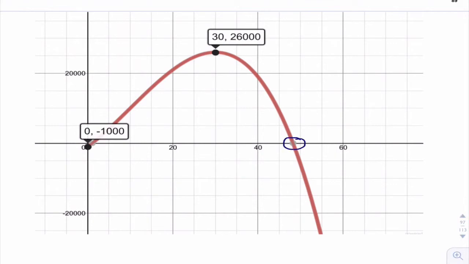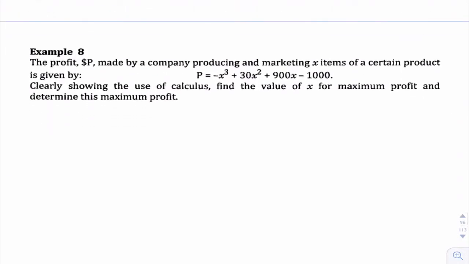And after we're producing this many items here, around about 50, you can see the profit then goes into the negative. So we definitely wouldn't want to produce any more than that. In fact, we want to produce this many. So what we're trying to find is that value of x right there where the maximum value is, and the slope of the curve is 0. So let's use calculus to do that.